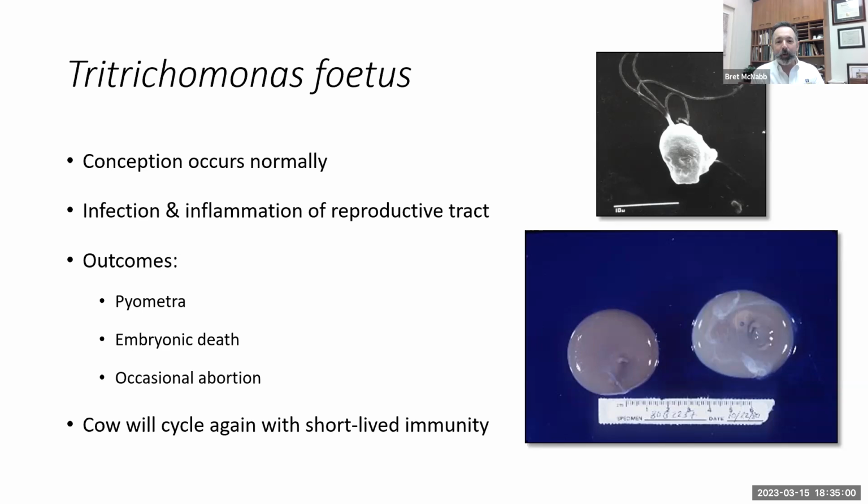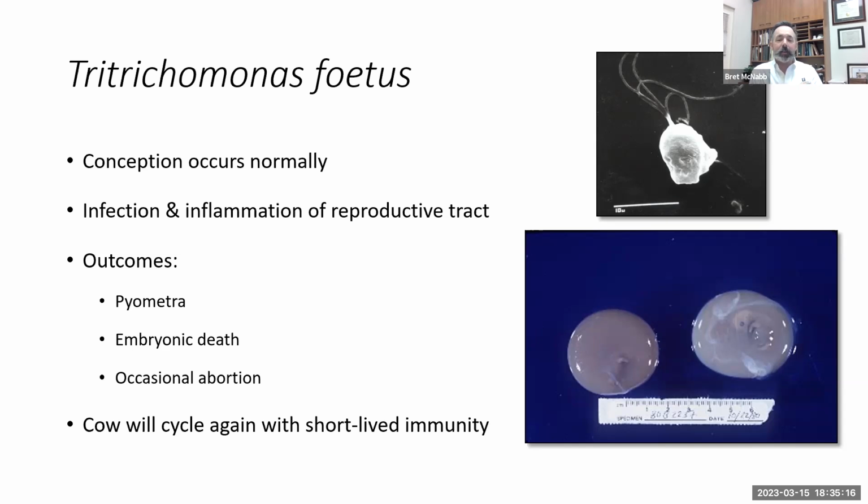We might have late embryonic losses where we get to this stage, she loses it, but then doesn't necessarily cycle back as fast and get rebred. And occasionally we'll have later abortions, but those are honestly pretty uncommon. So usually this is an embryonic loss situation.